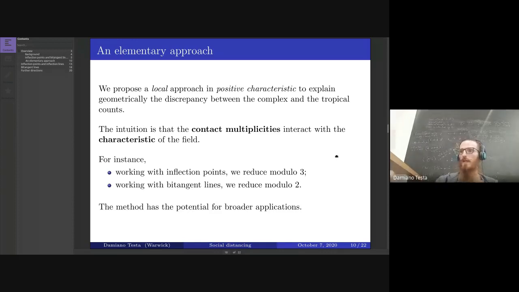I will leave the technicalities of mixed characteristic aside, but you should really imagine that you have an equation over the integers and you're reducing it modulo 3 or modulo 2, and you're seeing what happens in the reduction.